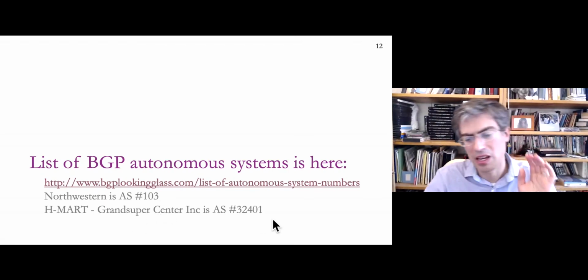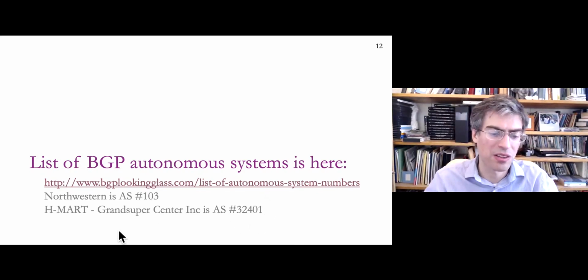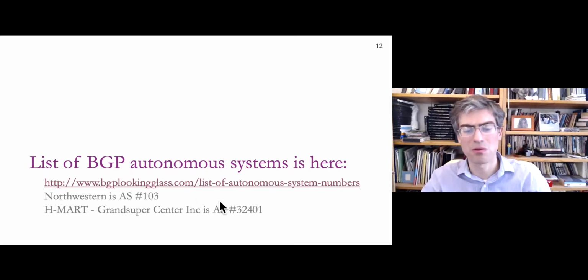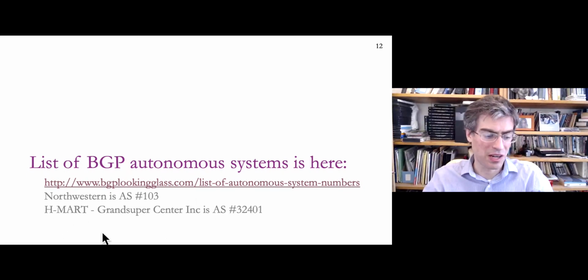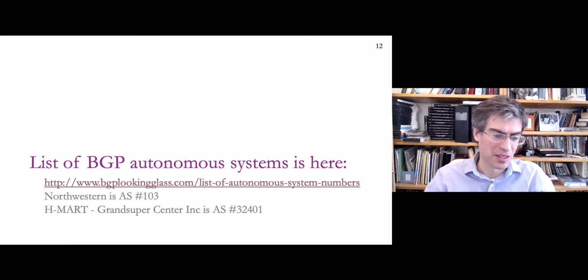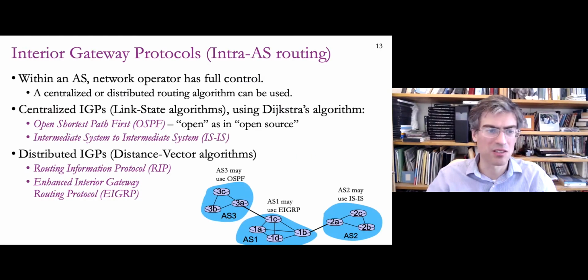But if you look at autonomous system number 32,401, we have HMart, the Grand Super Center Incorporated. So this is the grocery store out in Morton Grove that sells Asian groceries. They have their own autonomous system, I guess because they manage a network. I assume it's the same HMart. Not 100% sure.